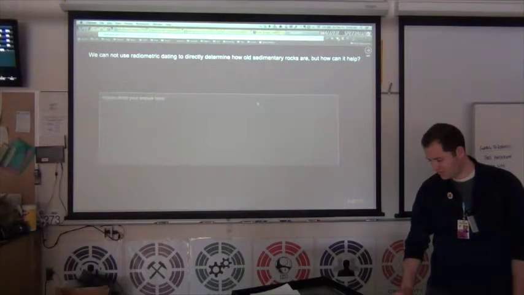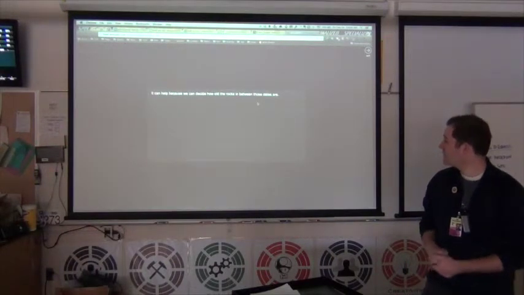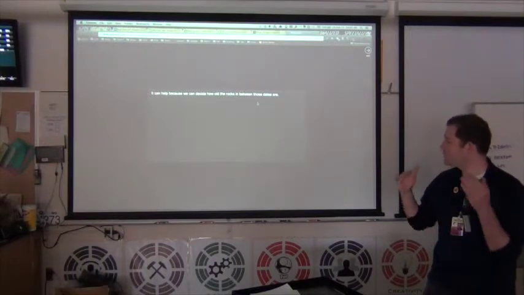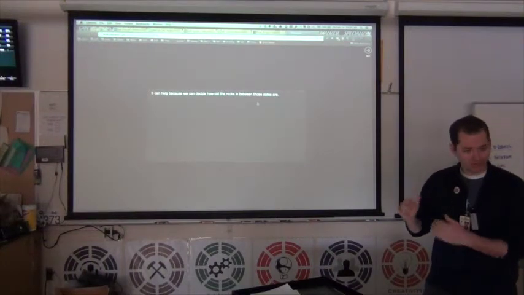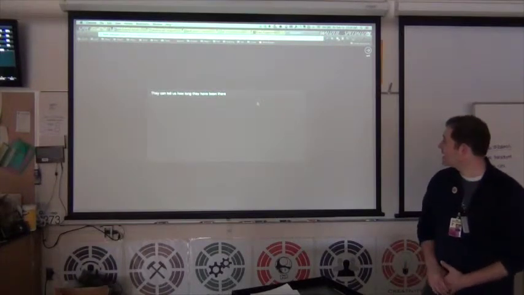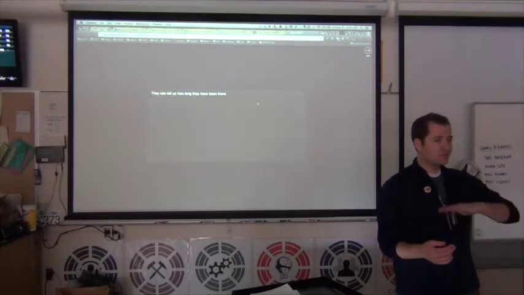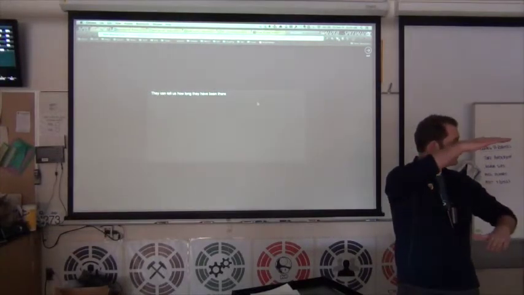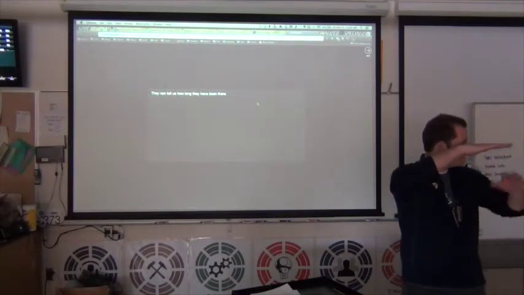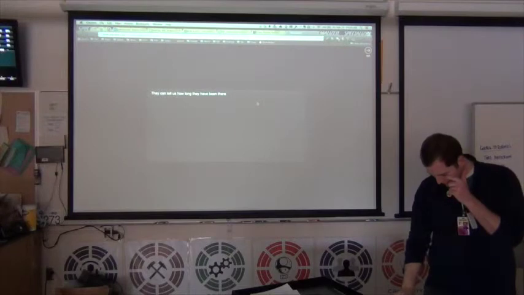Okay, it can help because we can decide how old the rocks in between those dates are. So they're referring to that sandwich, which is good. It can tell us how long they have been there. That's a good idea as long as we're looking at the oldest rock and the newest rock. You know how long it's been there. You may not know exactly when it happened, but we have a range of years.